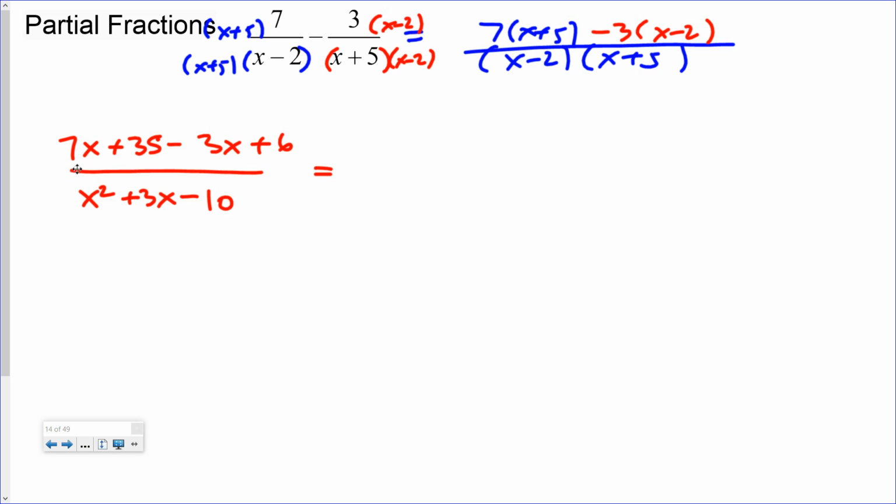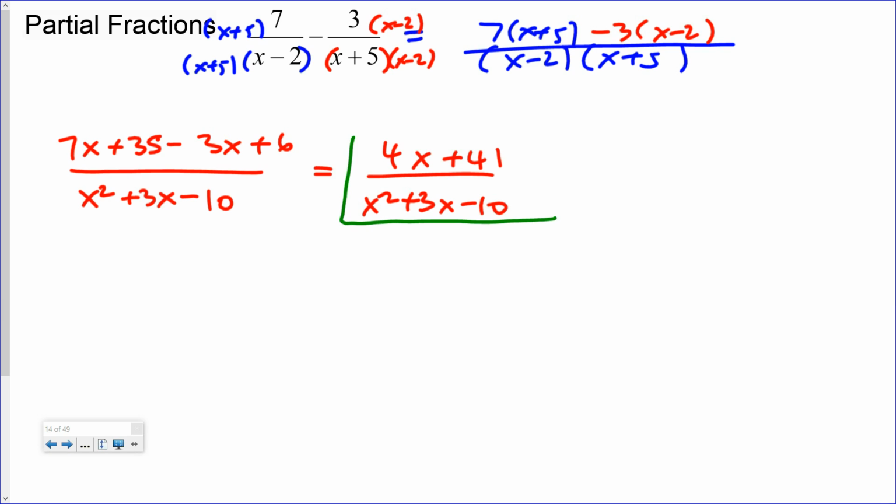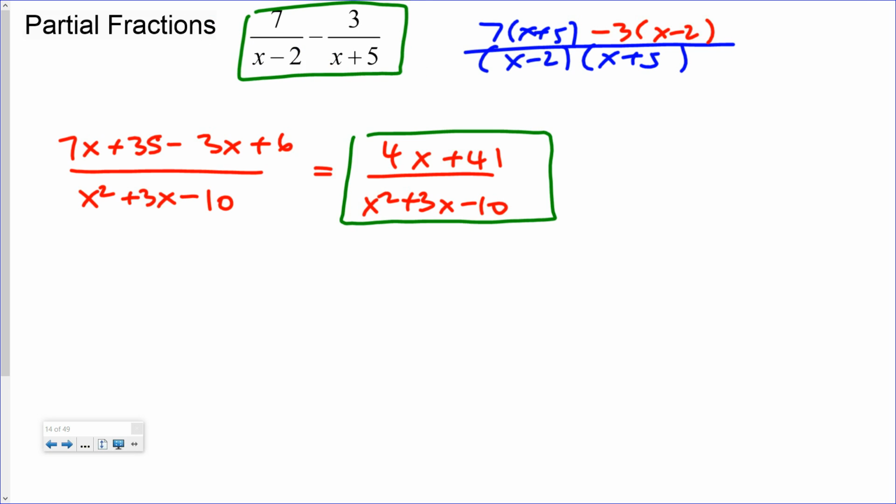And that's equal to, let's see, 7x minus 3x is 4x, plus 35 plus 6, over x squared plus 3x minus 10. Do you agree that that's right? Okay, so what we're going to do today is we're going to agree that this is equal to this. Do you agree with that?